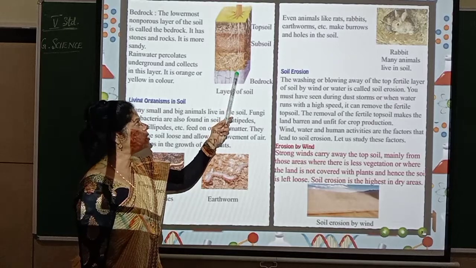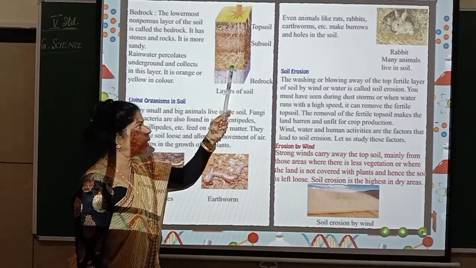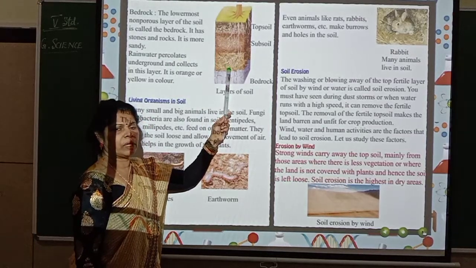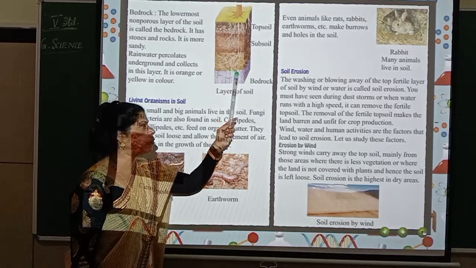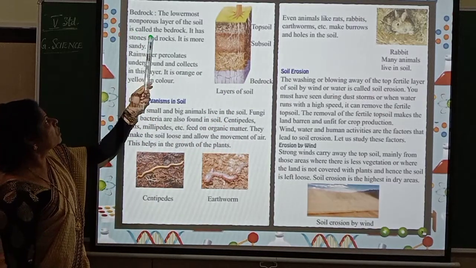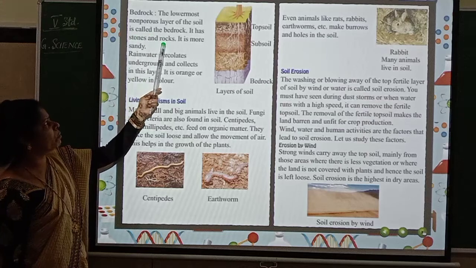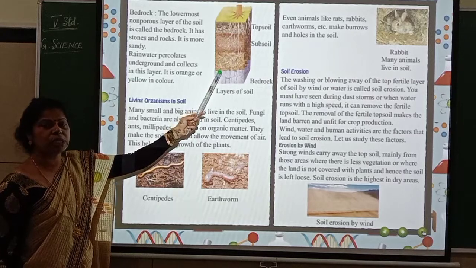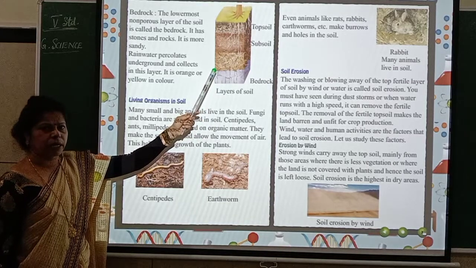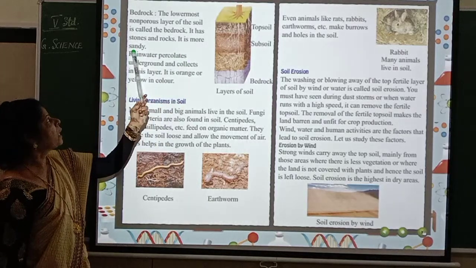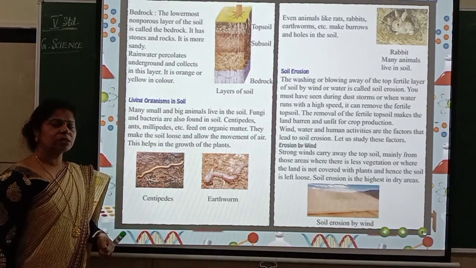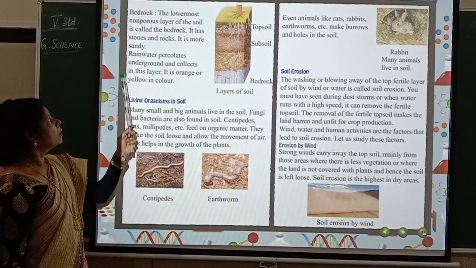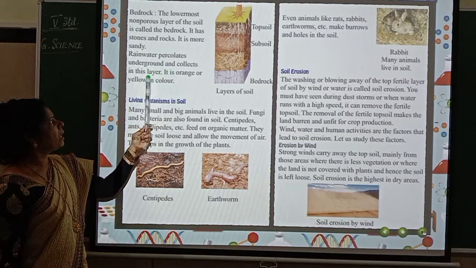Non-porous means it does not have holes at all in it. So when there is no presence of holes, what will happen? Air cannot pass through this. So it is big stones only. Bedrock, the lowermost non-porous layer of the soil, has stones and rocks. What does it consist of? It consists of stones and rocks, Bandekallu and Chikkukallu. It is more sandy, and sandy means what? Rough particles, crystal-like particles. Rainwater percolates underground and collects in this layer.